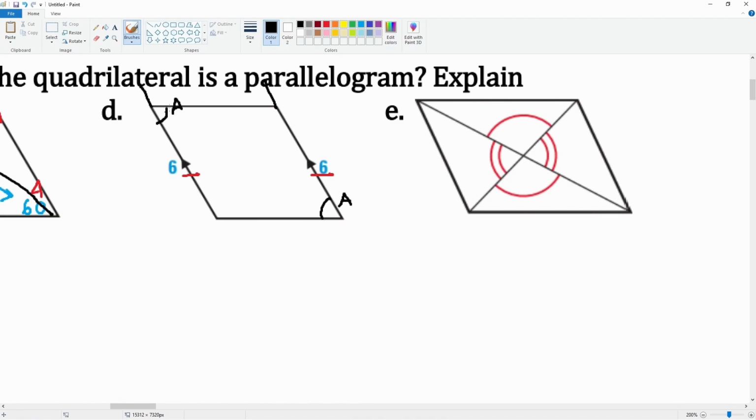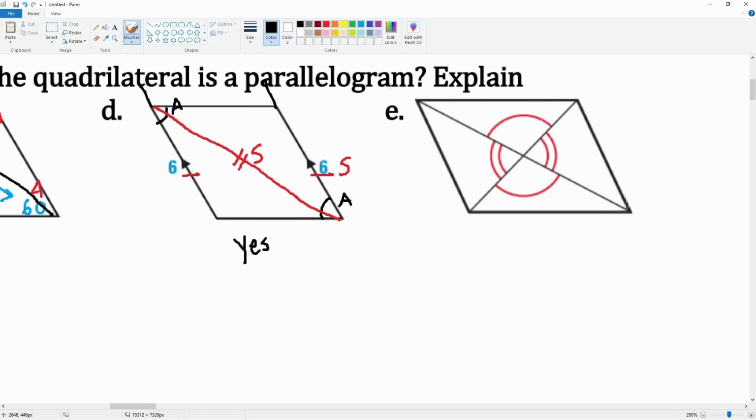Then if we draw a line down here, by the reflexive property, we get a side. Then we also have the 6s, which is a side. So here you could prove it using side, angle, side. So for D, it would be a yes.